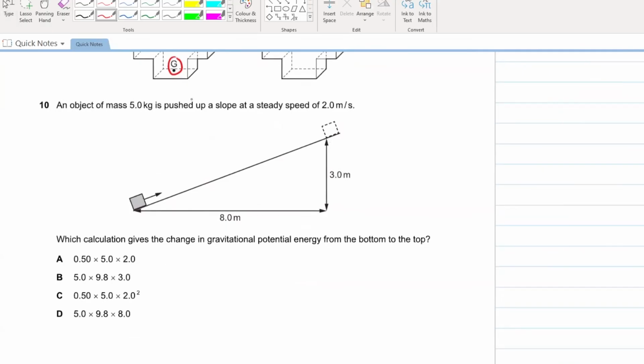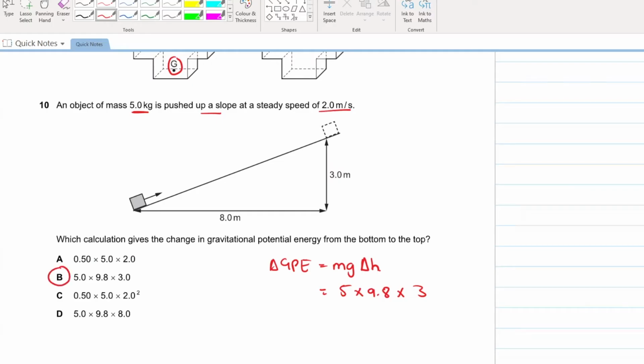Let's further move ahead. An object of mass 2 kg is pushed up a slope at a steady speed of 2 m/s. Which calculation gives the change in gravitational potential energy from top to bottom? How can we calculate that? Very easy. The change in gravitational potential energy is equal to what? Mass, gravitational field strength, into change in height. What is the mass? 5. What is the gravitational field strength? 9.8. What is the change in height? 3. Any answers like that? B is your answer. Simple as that.